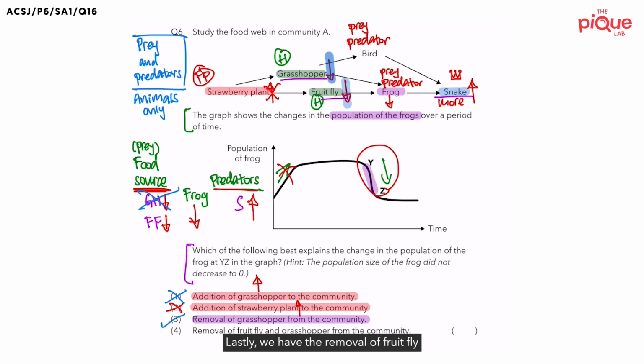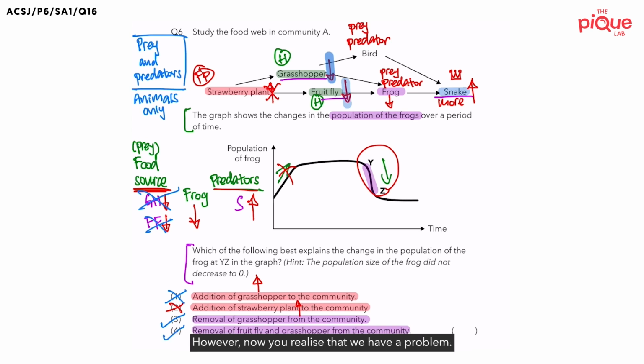possible answer. Lastly, we have the removal of fruit fly and grasshopper from the community, which means that you are taking away both the grasshopper and the fruit fly from the community, which are the frog's food sources. Which means now the frog will not have enough food to eat. So what will happen to the frog's population? The frog's population will decrease as well, which means to say option 4 is also a possible answer.